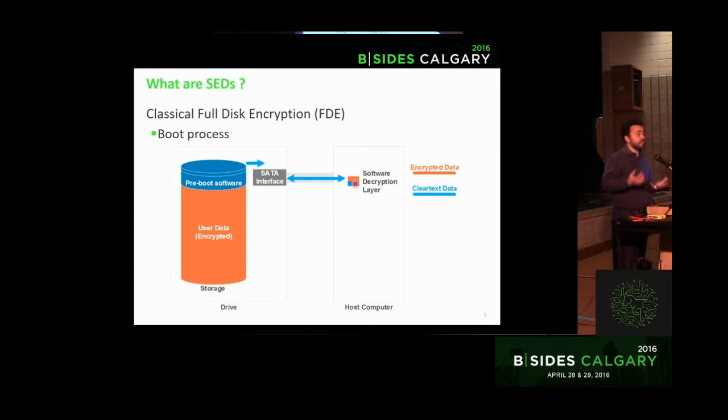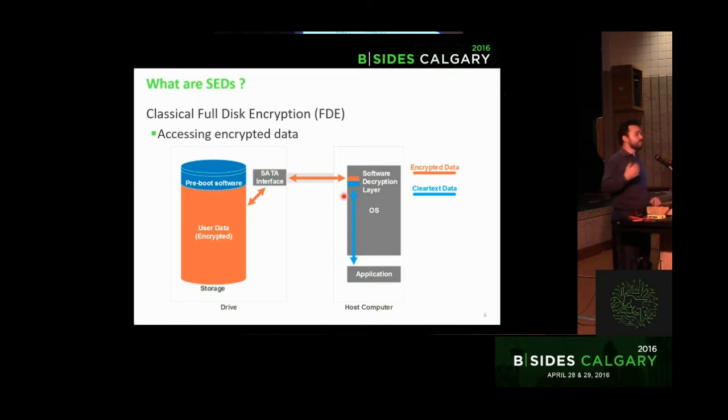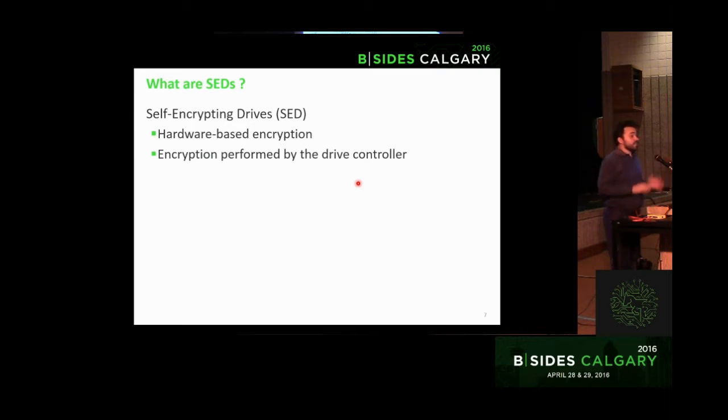And then at some point you will authenticate. There's a module that will be created on your computer, the software decryption layer, and then this module will decrypt all of the other data and assist with the boot process of the operating system. And then through the rest of the usage of the hard drive, the data will be read encrypted from the hard drive, will travel through the SATA interface encrypted, and then this module will decrypt it before presenting it to the operating system. So this was software.